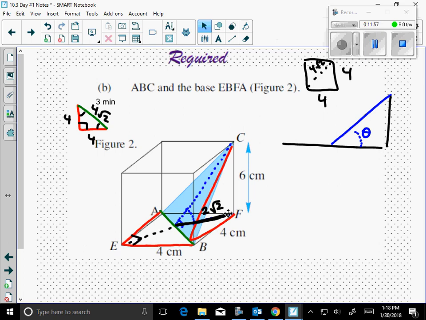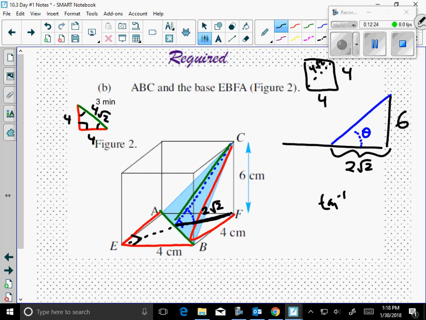Okay, now what? Well, I need this length right here, because I want to find the angle between those two segments. Oh yeah, you could do that. That would work. Yeah. Shorten it up. So here, this is 2 root 2. This is 6. So now I could do the inverse tangent of 6 over 2 root 2.